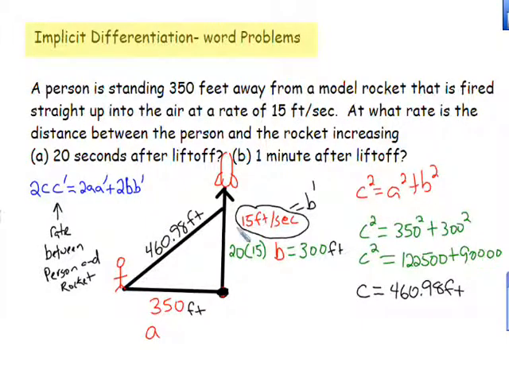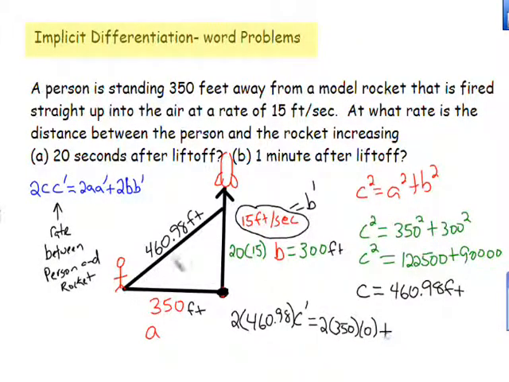So now I'm going to plug that in there. I'm going to plug in 300 in here, so I'm able to solve for what I need to. So here in this area, I'm going to do 2 times C. C is what? 460.98. C prime is what I'm looking for. And then 2 times A. A is 350. And A prime is never going to be moving because he's just looking at the rocket as it goes up. So the rate of this length is actually 0, okay?